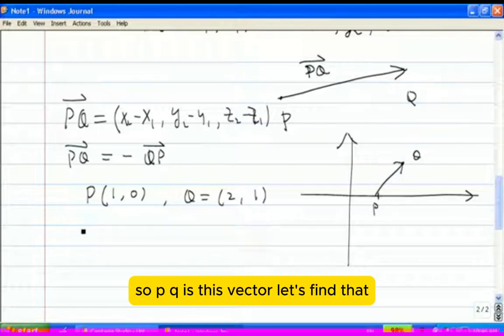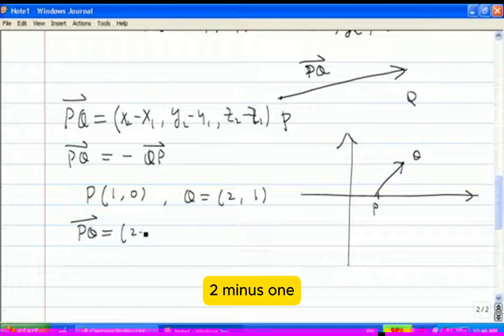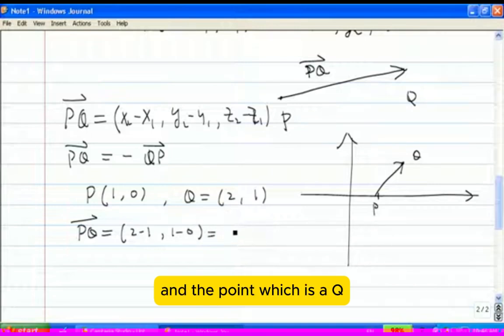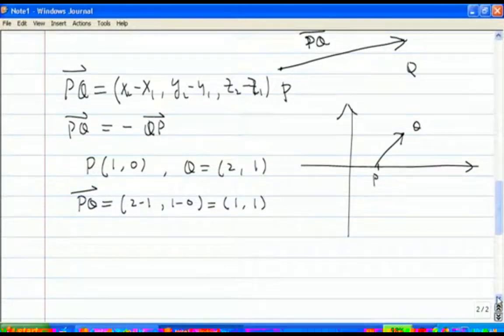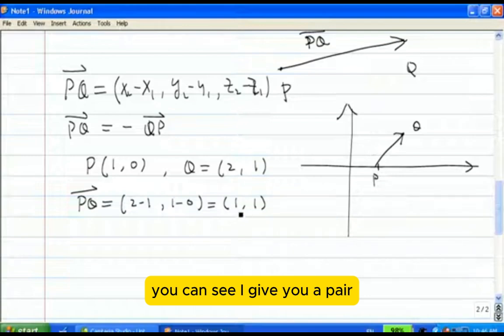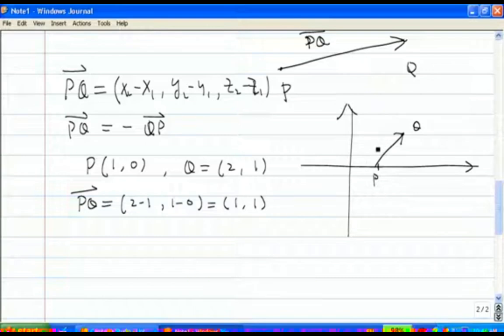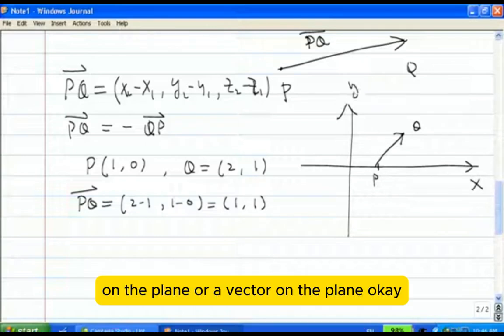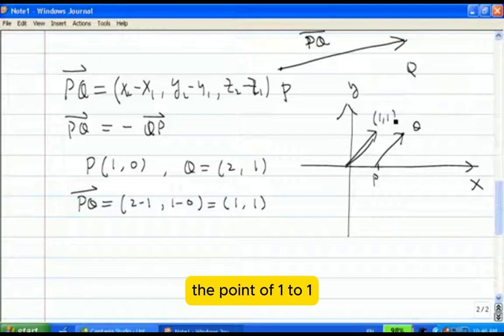Let's find that. Two minus 1, 1 minus 0, endpoint Q minus starting point P. That gives you 1, 1. What is 1, 1? You can see I give you a pair. That means you can think of it either as a point on the plane or a vector on the plane. This vector starts at the origin and ends up at the point 1, 1.